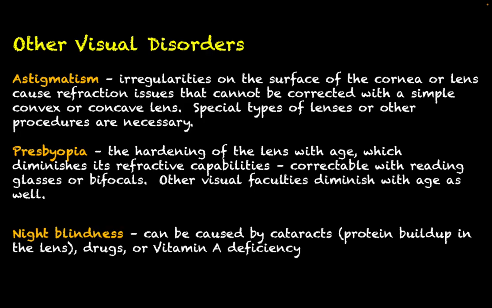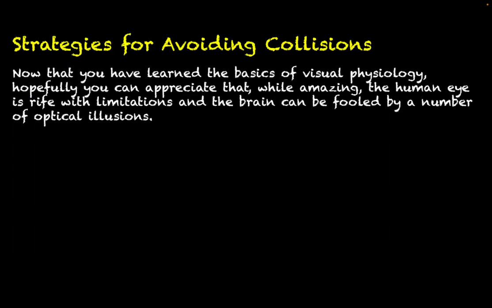Night blindness can be caused by all sorts of things like cataracts, which is just a protein buildup in the lens, the use of drugs, or some kind of vitamin A deficiency from the diet.